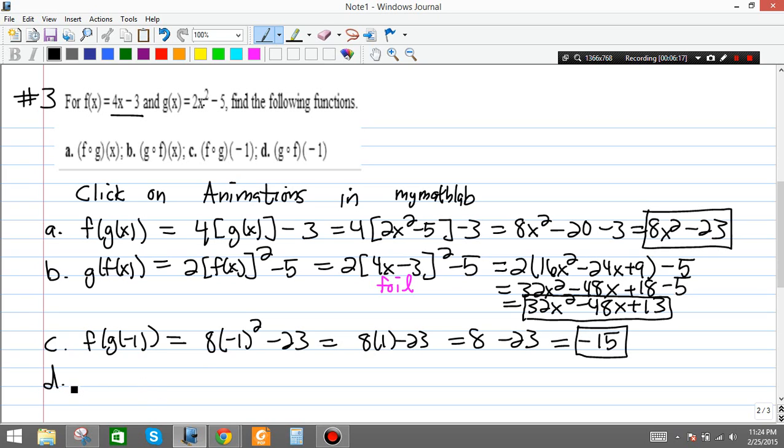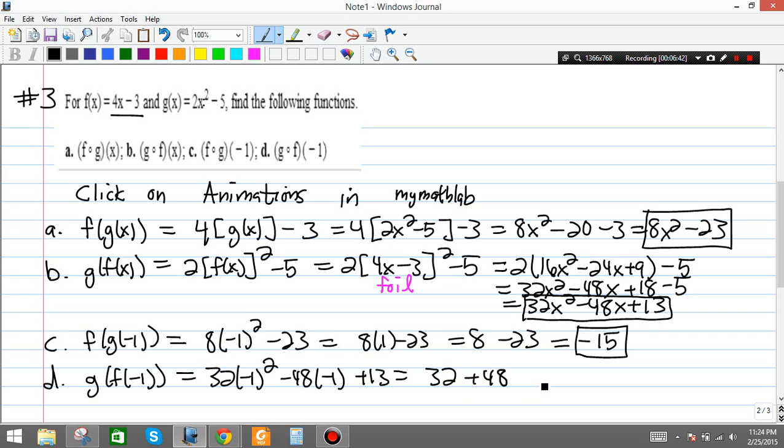D asks for g of f of negative 1. Again, in B, we did g of f of x for any x. So for negative 1, you just plug negative 1 into B. 32 times negative 1 squared minus 48 times negative 1 plus 13 turns out to be 32 plus 48 plus 13. This is 80 plus 13, a very weird 93, but the answer is what it is.